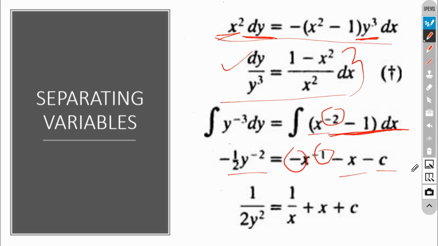And after multiplying by minus, the other term will be positive. So this is our solution by separating the variables.